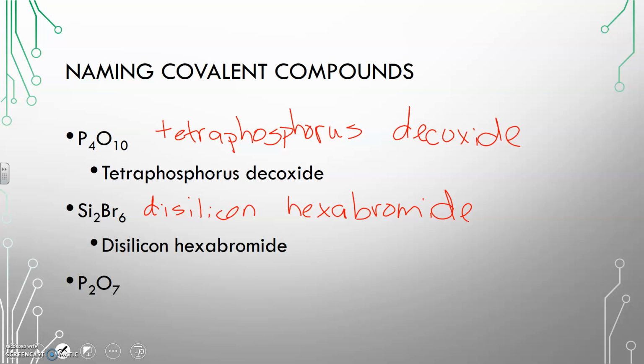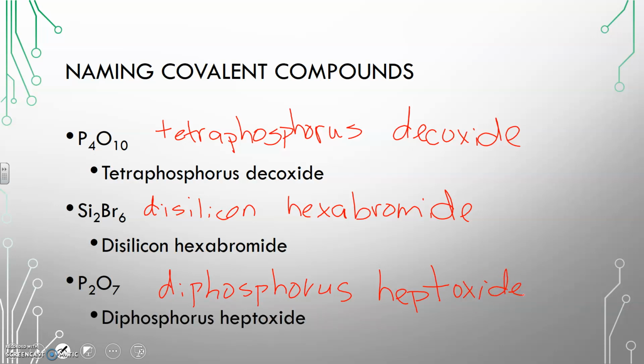And next up, again we have 2 phosphoruses, so it's diphosphorus. Here we go. And now we have 7 oxygens. So this time it's hepta. But again, because it's an A and an O, you can cut out the A and say heptoxide, or heptaoxide, either way works.